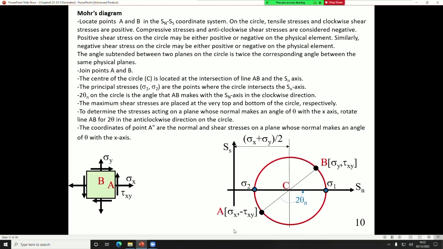Yes, please. Do we assume sigma y is bigger than sigma x? No, this is just an example. This is just a random example. I'm going to show you a couple of good examples that are different.